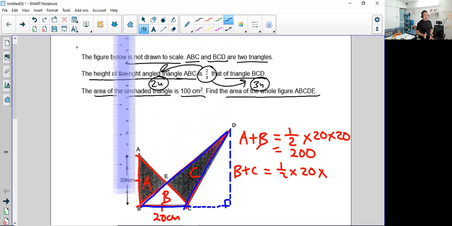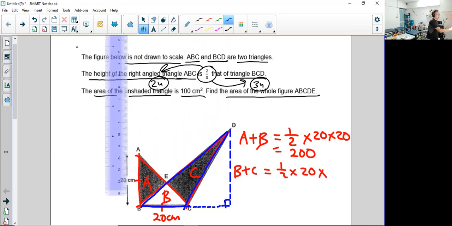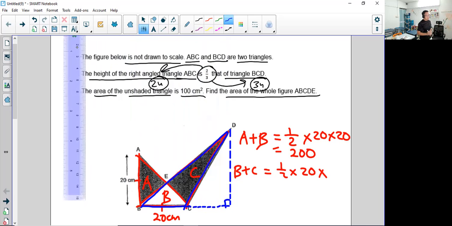So how tall is the height? Then you have to look at the fraction. The height of the right angle triangle ABC is 2 units. So where is the right angle triangle ABC? It is the smaller triangle that you see, this triangle that you're looking at. So this is your triangle ABC, and that is 2 units. And the height of the triangle BCD, which is the blue triangle, that is 3 units.